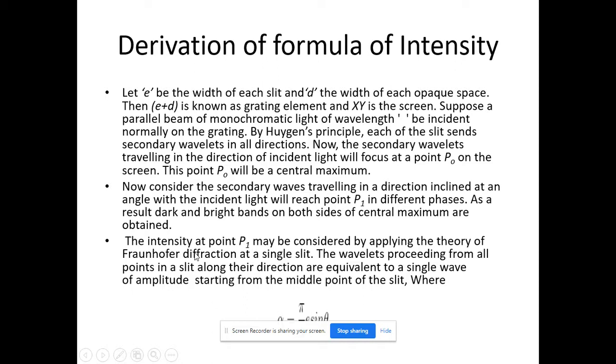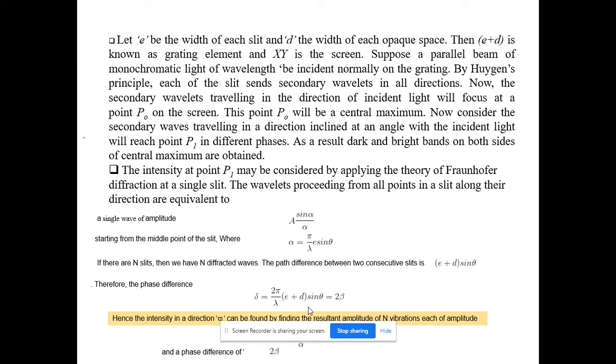That is an issue. To calculate the intensity at P1, we consider the theory of Fraunhofer diffraction at a single slit, very similar to the theory we used yesterday. The wavelets proceeding from all the points in the slit along their direction are equivalent to a single wave of amplitude starting from the middle point of the slit. So this is the formula: alpha equals pi by lambda into E sine theta. We know this formula, which we used yesterday. E is the slit width, E plus D is the grating element, and so we have a single wave of amplitude A.